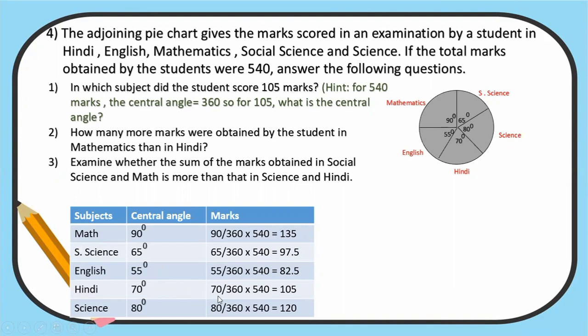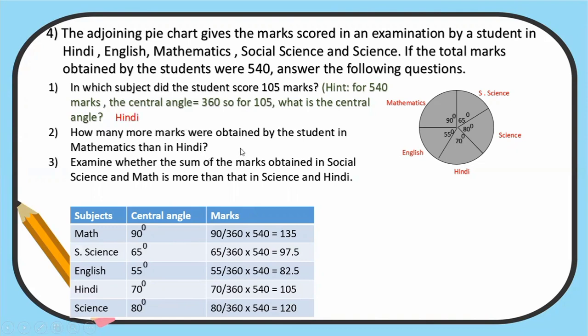Then for Hindi 70 degrees. 70 by 360 into 540 is equal to 105 marks. For science 80 degrees. 80 divided by 360 into 540 is 120 marks. Now we can answer the questions. We can easily find from the table. In which subject did the student score 105 marks? See here, Hindi only, 105 marks.